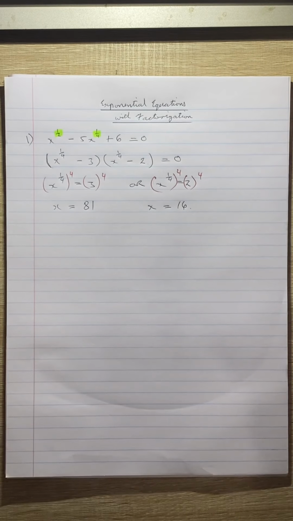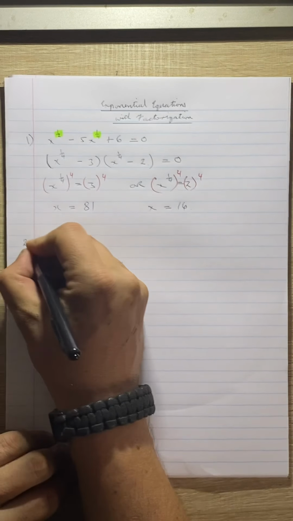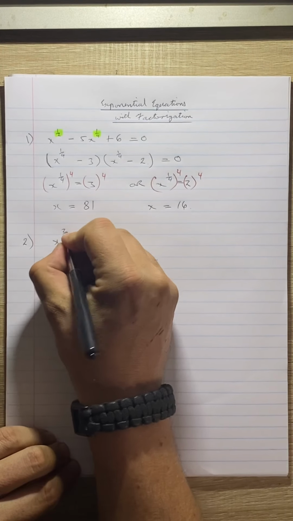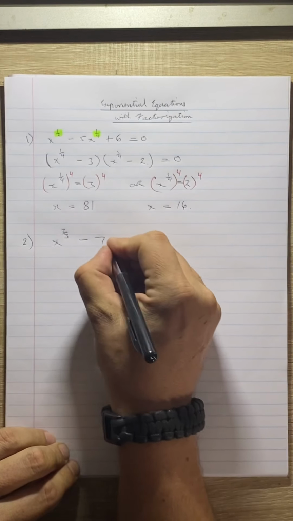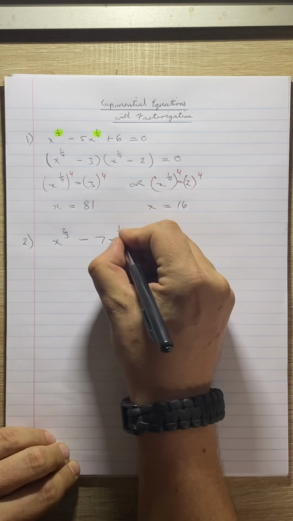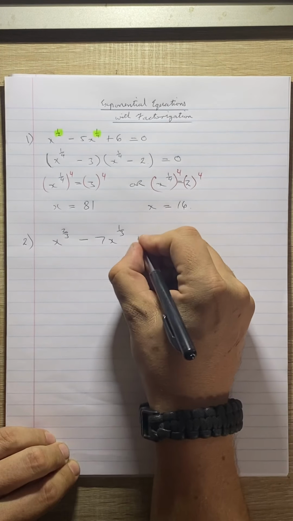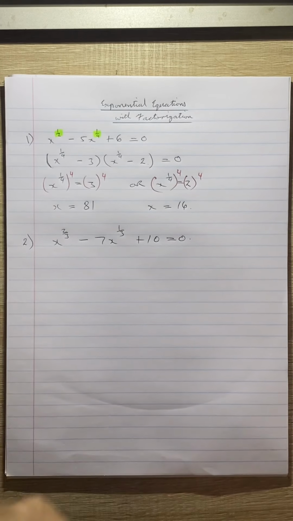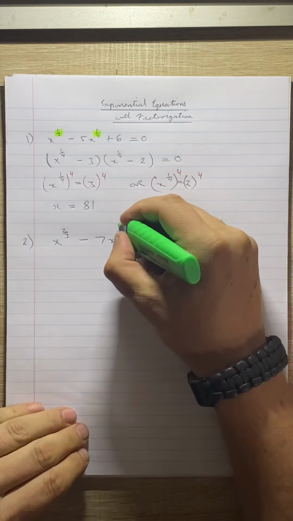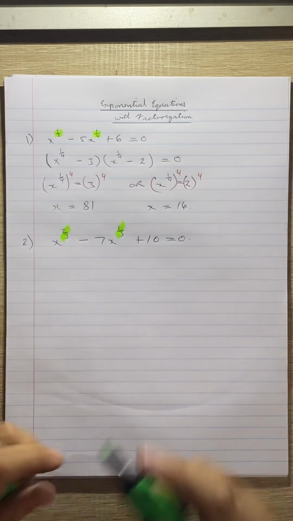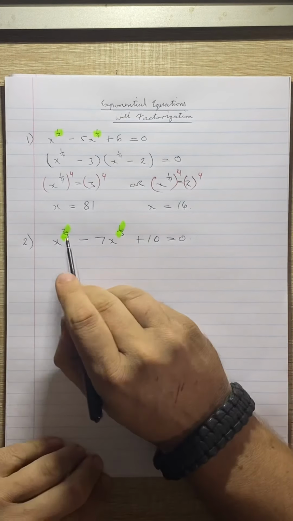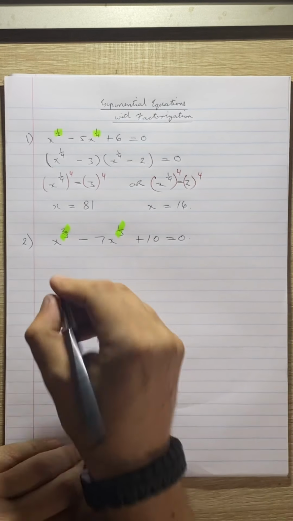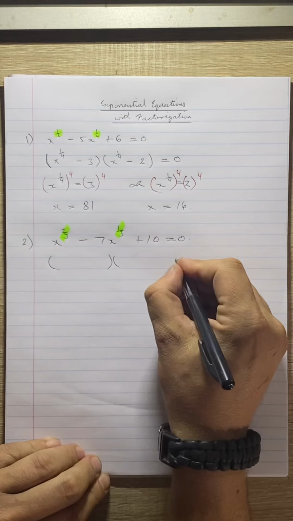Right, number 2. x to the 2 over 3 minus 7x to the 1 over 3 plus 10 equals 0. Again, one exponent is double the other exponent. You can see that this one is double that one, 2/3 and 1/3. So we're going to use trinomials.